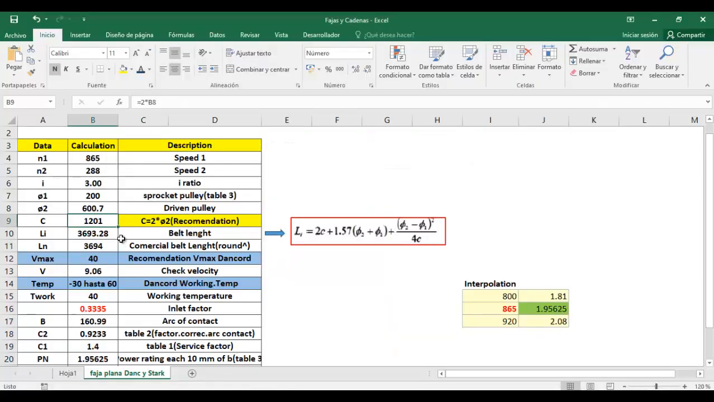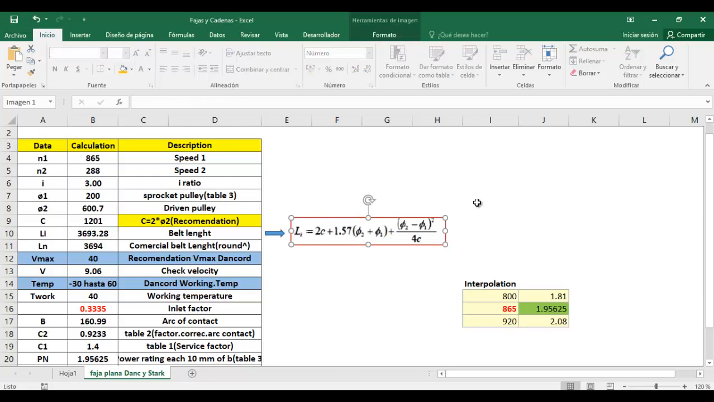Let's see with the next one. It's 250. Too much, as you can see, too much. So let's put only 200. We have a driving pulley diameter and the center distance, and let's start with the calculation of belt length.